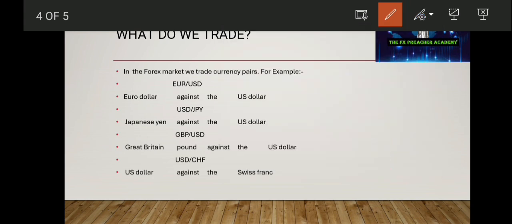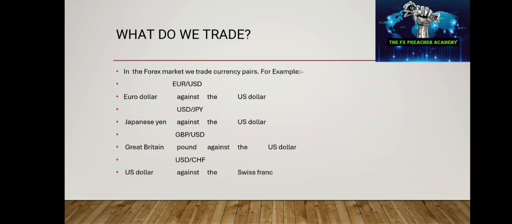So that's why we trade currency in pairs, not in one, because you cannot make profit that way. You make profit in the imbalance between two currencies. That's how you make profit in forex. So that is the simple reason why we trade currency in pairs.